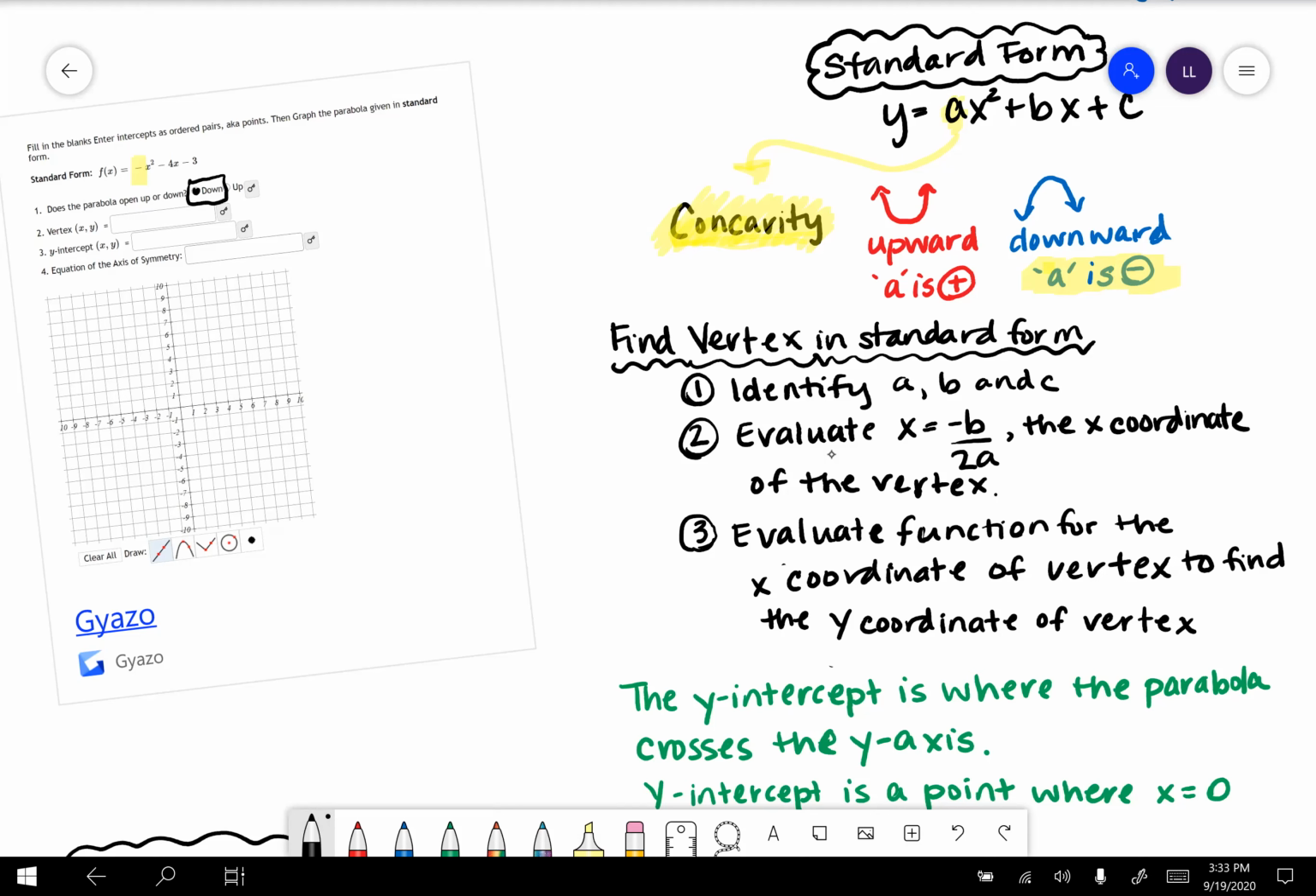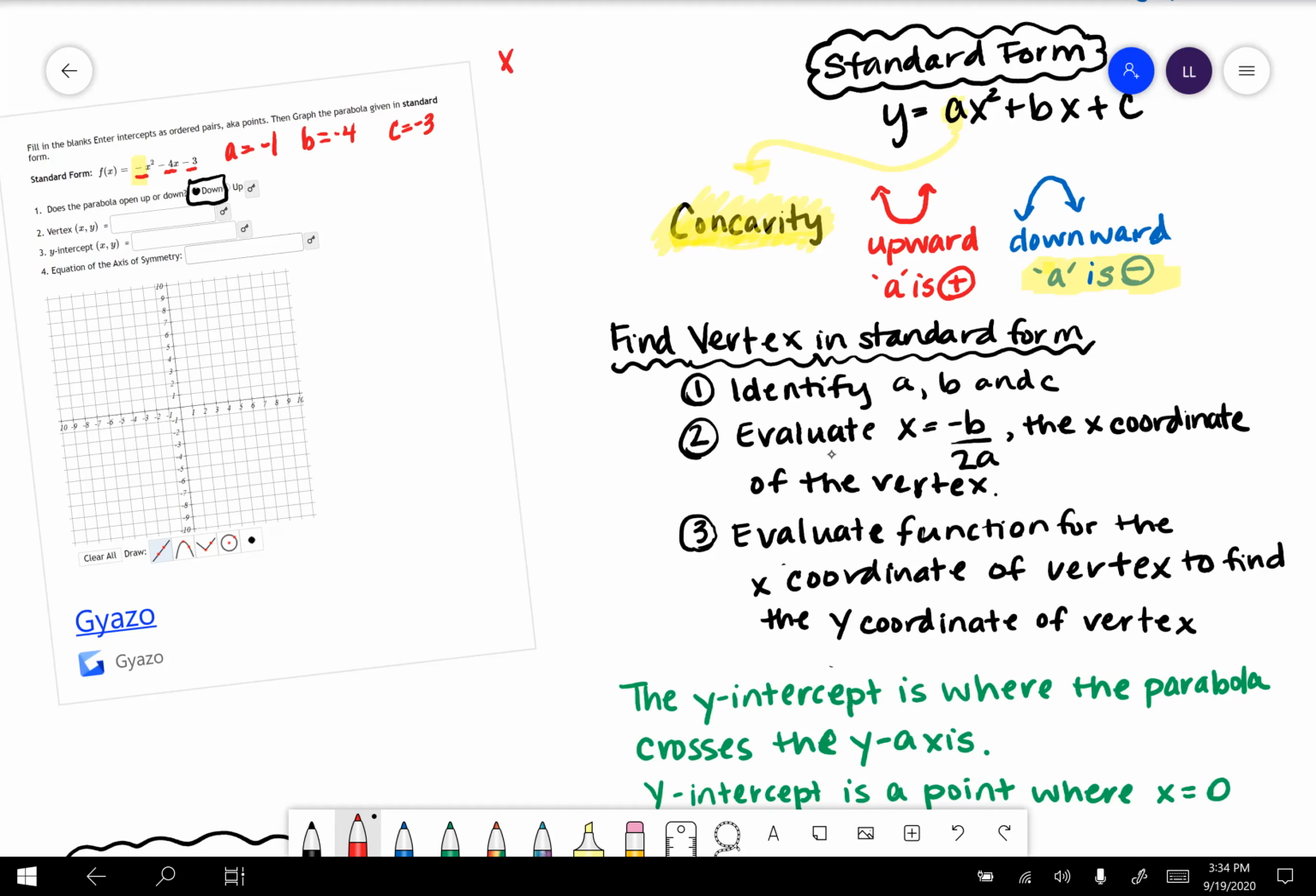Now let's look at the vertex. In order to find the vertex in standard form, first you have to identify A, B, and C. A in this situation is going to be negative 1 because the number in front of x squared is negative 1. B is going to be negative 4 because the number in front of x is negative 4. And C is going to be negative 3 because the number at the end by itself, the constant term, is negative 3. Next step is to evaluate x equals negative b over 2a to find the x coordinate.